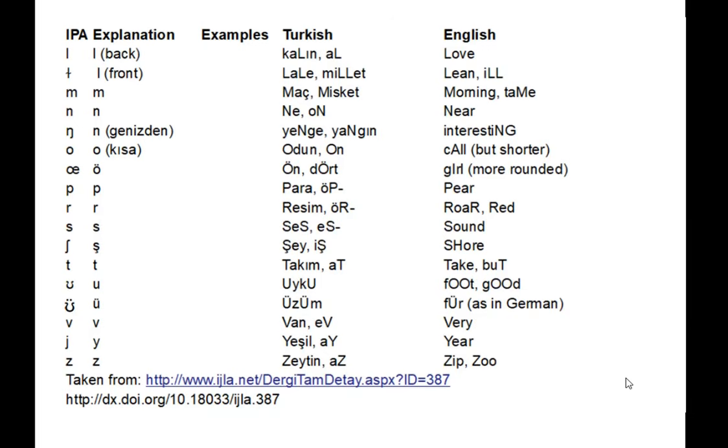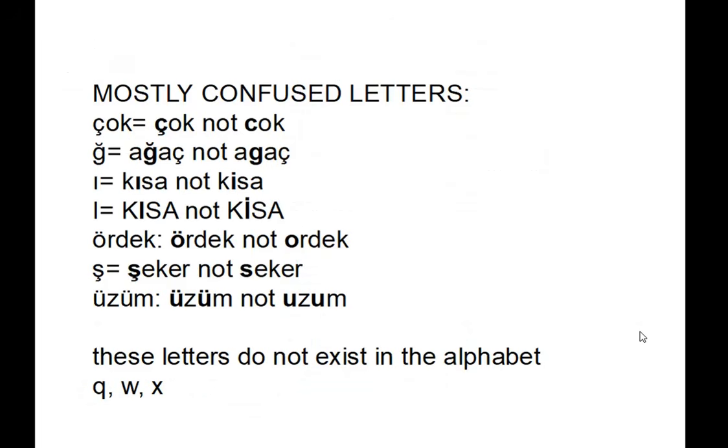I've got all these examples from an article I wrote in the past, and I have a video on the details. You will see the Turkish and English examples. So, in Turkish, there are some letters which are most confused by foreigners, like ç, it is chalk, for example, not jock or cock or something.